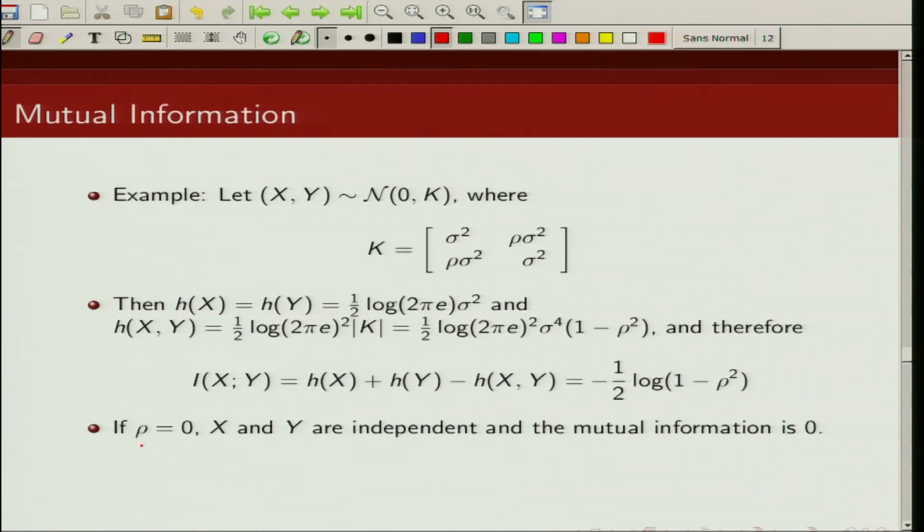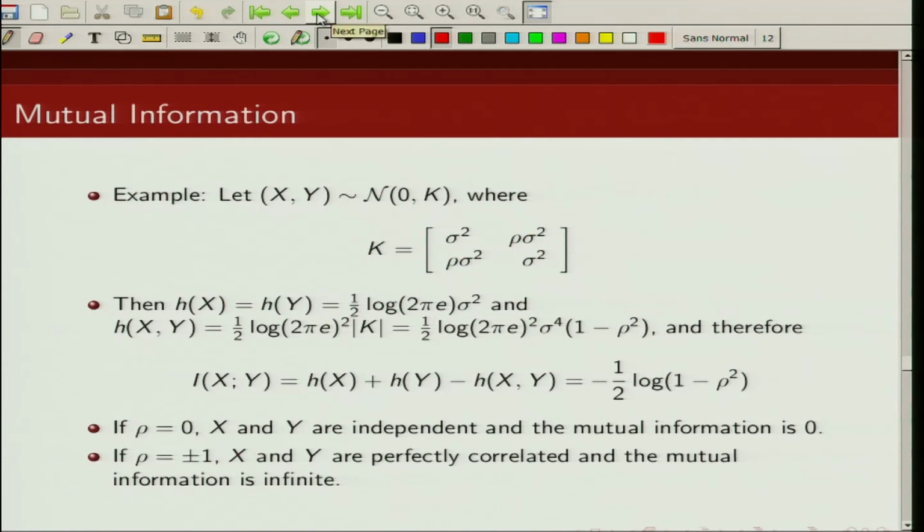Now if rho is 0, which is basically these terms are 0, you can see x and y are independent, and in this case the mutual information between x and y is going to be 0 because x and y are independent random variables. And if rho is plus minus 1, that means they are perfectly correlated, then you can see mutual information is going to be infinite.